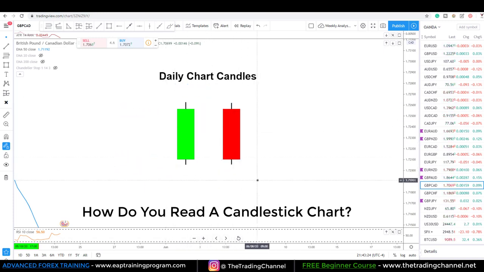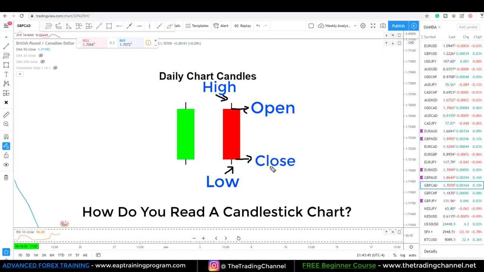A negative day is shown by this red candle here. So on this red candle, we have a very similar setup, except instead of the bottom of the body being the open, on a red candle, the top of the body is the open. The top of this wick is still the high of this candle. The bottom wick is still the low of this candle, and the bottom of the body is the close of this candle.